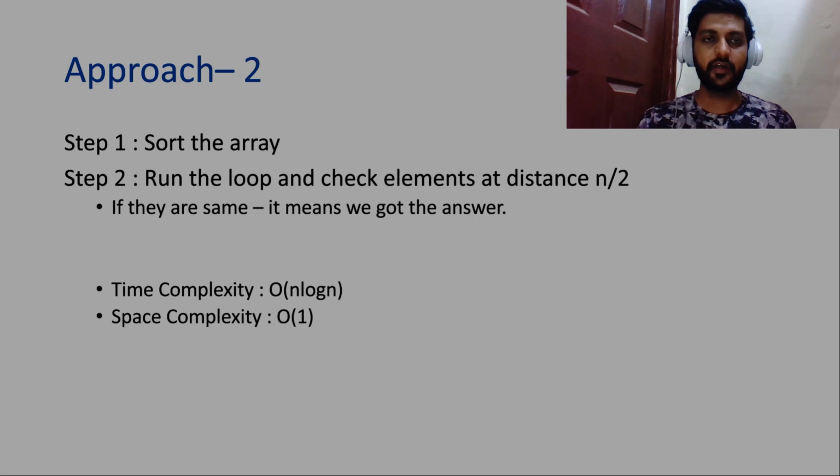Because the array is sorted, if the elements at two indices are the same and the difference is n by 2, that means that element is the majority element. Great, we have reduced the time complexity from n squared to n log n. Now, do you think we can still optimize it? Let us think about it. Here time is n log n, space is still O(1), which is constant.